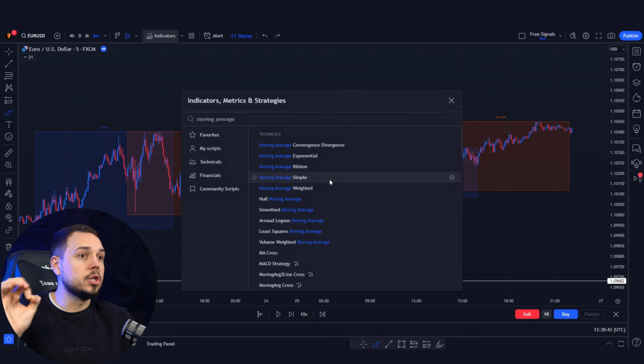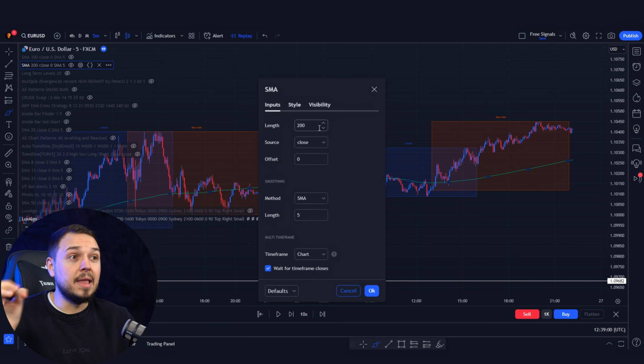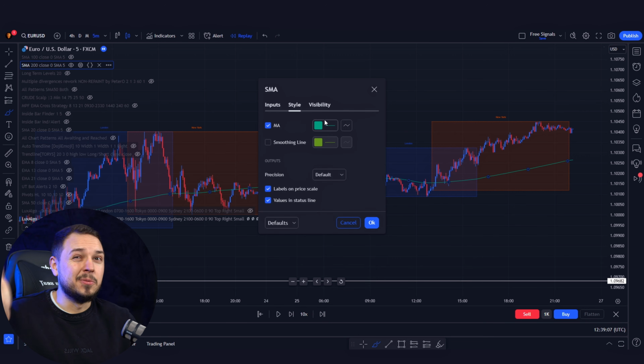You can find it just over here where it says moving average simple. Add it to your charts, and my period length is 200. This is what you need. I also styled it in green, but it's really personal choice.